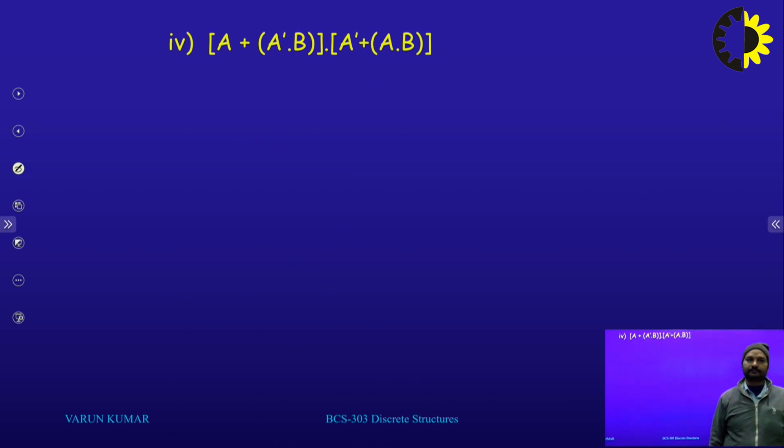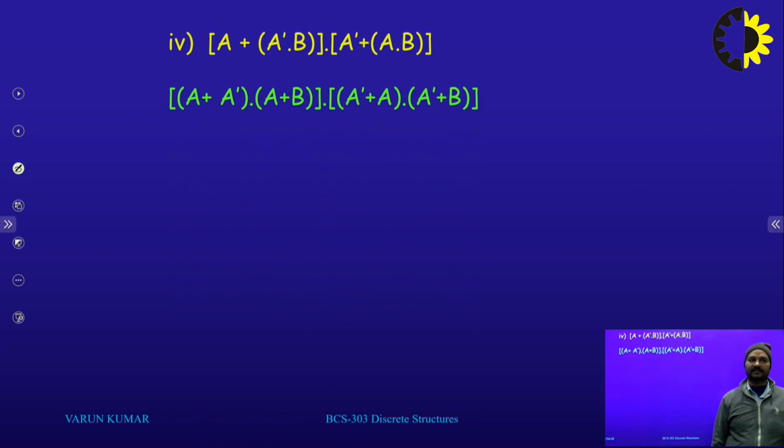Simplify this. We use the distributive formula here. Then we get (A + A') and (A + B). We use the distributive formula also here: (A' + A') + B. This is equal to 1. This is also equal to 1.